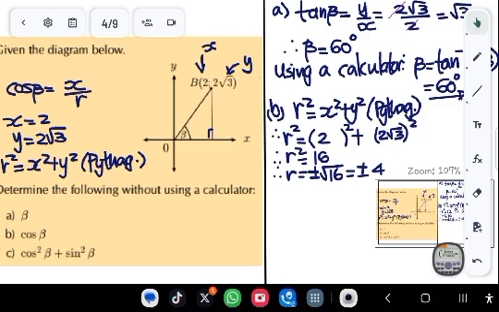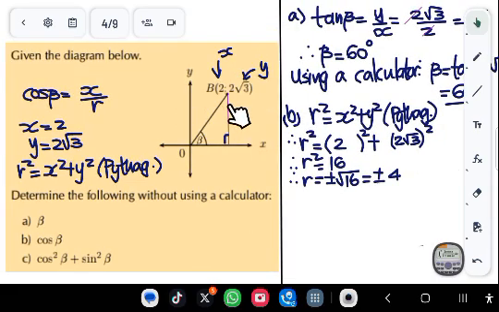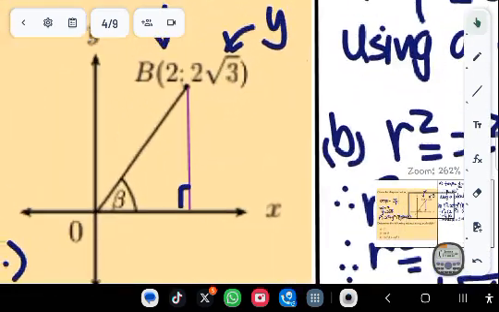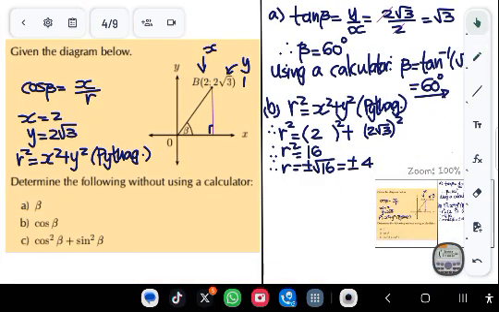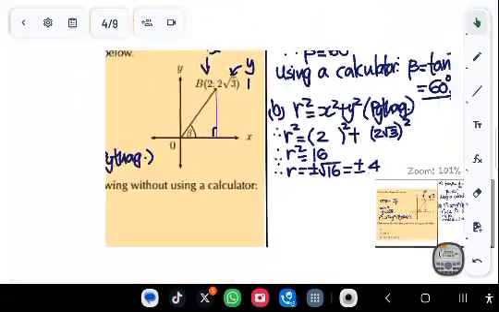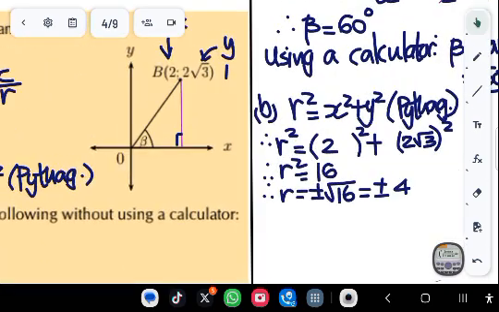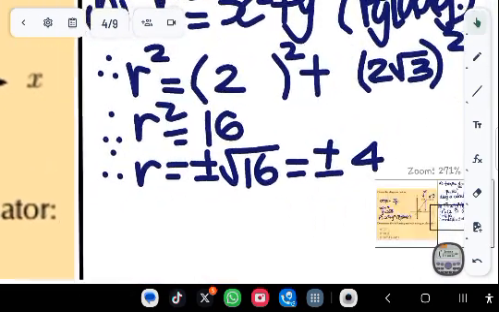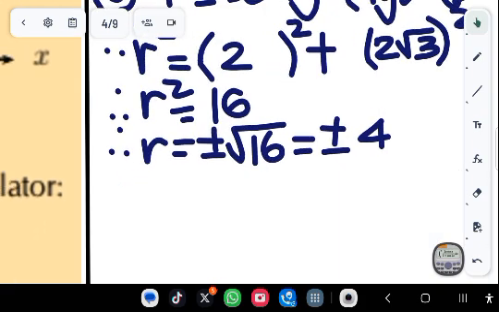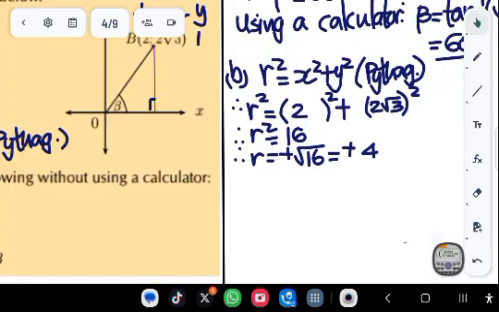Now, depending on the quadrant that the angle lies in, it's in quadrant 1 in this case. Our x coordinate is positive, our y coordinate is also positive. R can never be negative, it has to always be positive. Just make sure that you are aware of that. R will always be positive, so your r will be 4.